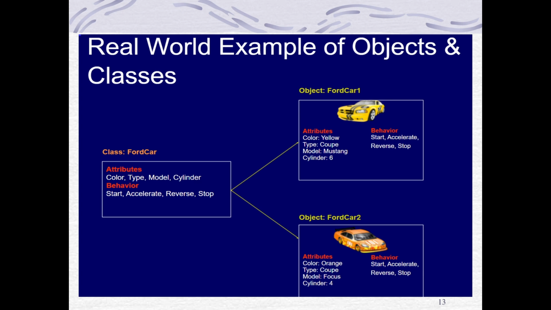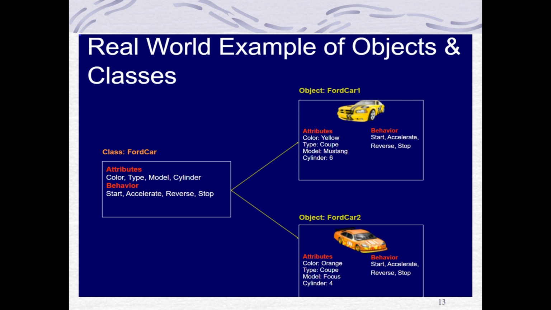The attributes contain color, type, model and cylinder. And the behavior of the car is start, stop, reverse and accelerate. So these are the behavior of the car. These two things are invoked by a class. And the objects are car 1 and car 2.